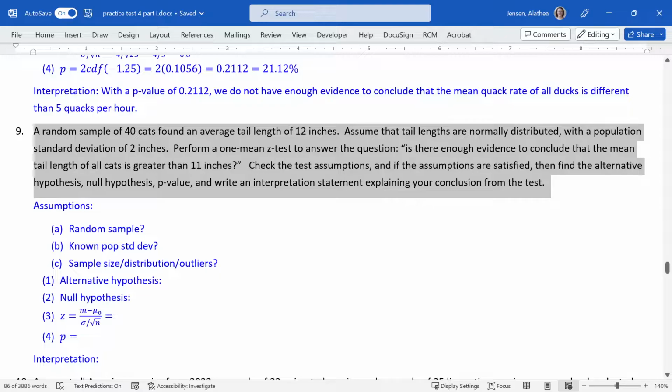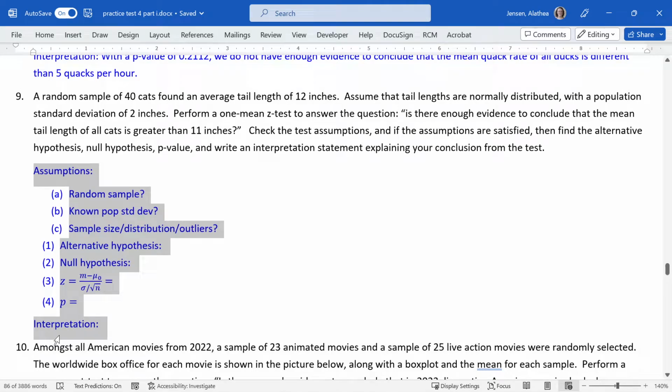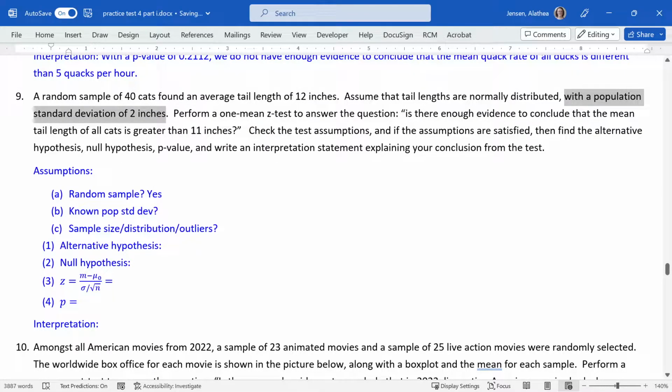assumptions, and if they're satisfied, then we do all these things. So I've put the little outline here. And so for our assumptions, do we have a random sample? It says we do, right there. Do we know the population standard deviation? It says that it is 2, so yes.